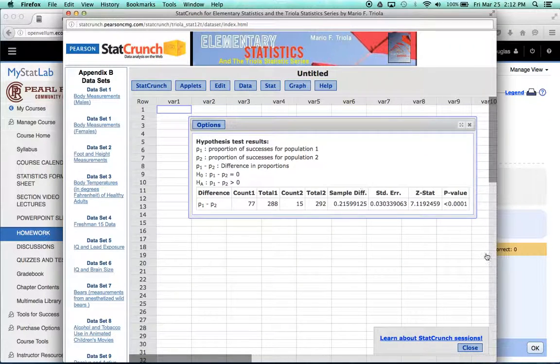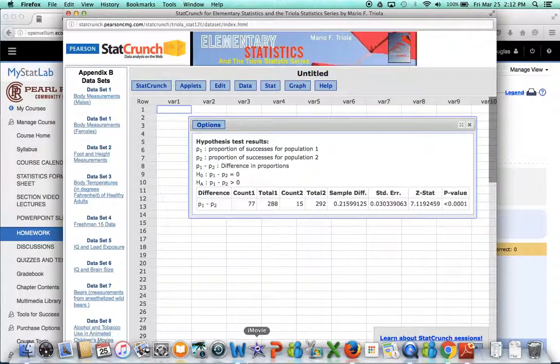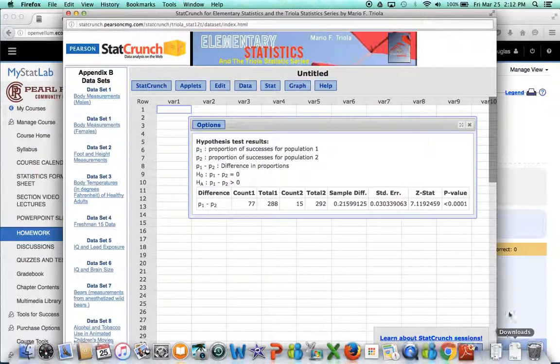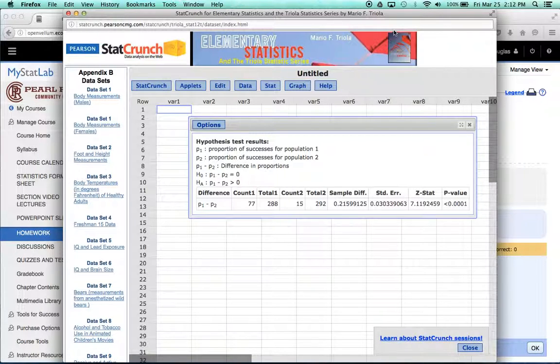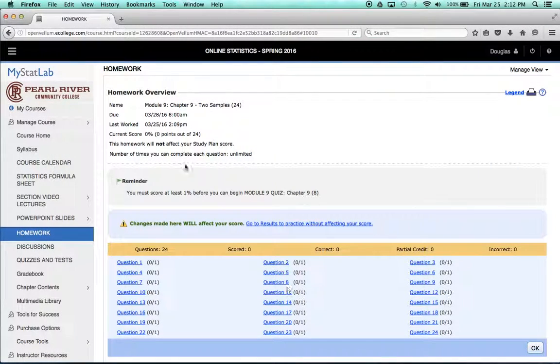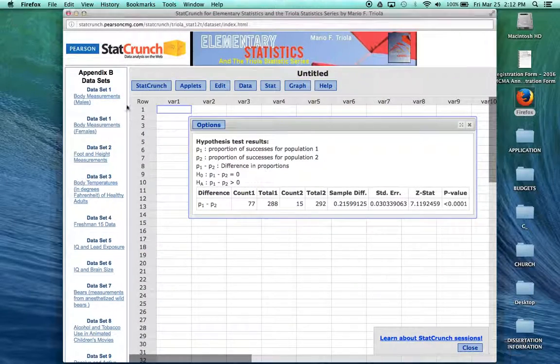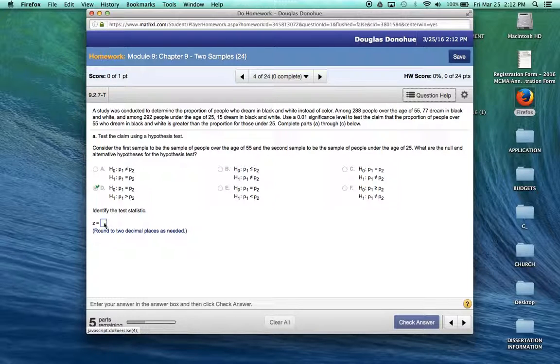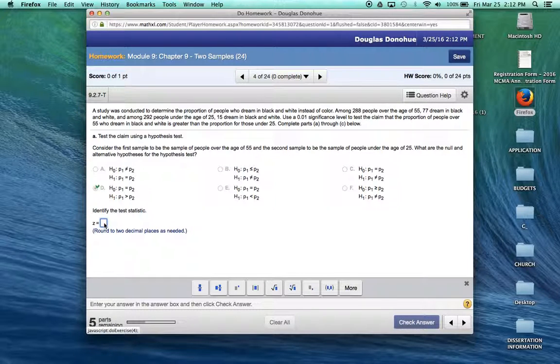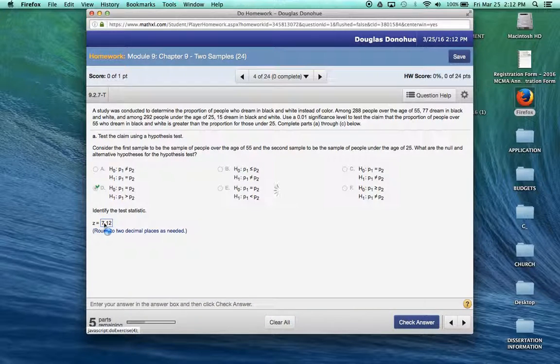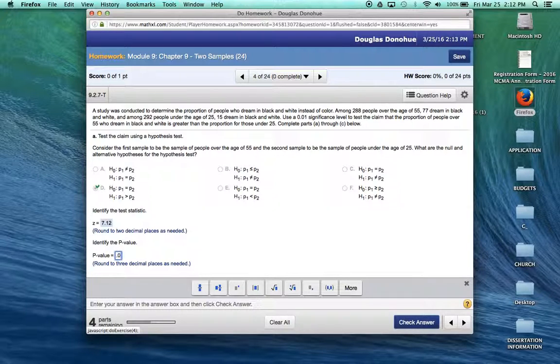All right, so now I'm going to go back to the problem. Let's see. I need to shrink that to get back to my problem. There we go. So I can answer my z-statistic to 2 decimal places as 7.12, which is correct. The p-value to 3 decimal places is 0.000, and that is also correct.